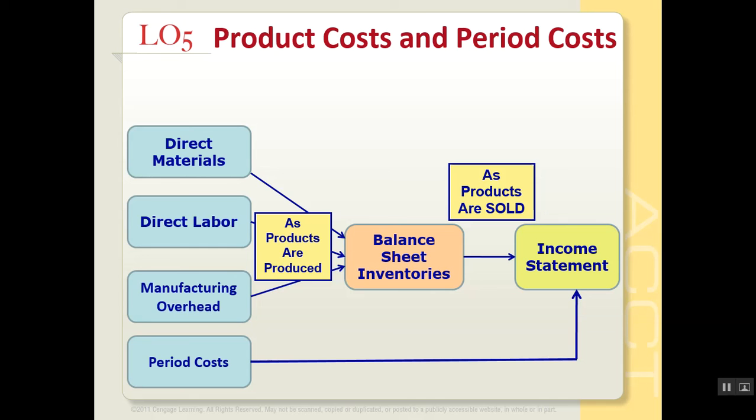So just to recap, our product costs are here. They follow the product as the product's produced, and it stays on the balance sheet until they're sold and then get booked to the income statement. Your non-product costs are called your period costs, which is your selling and admin costs, and they get immediately expensed on the income statement.